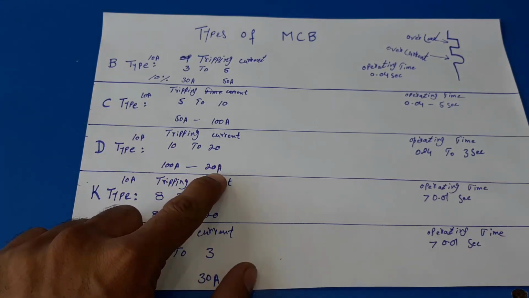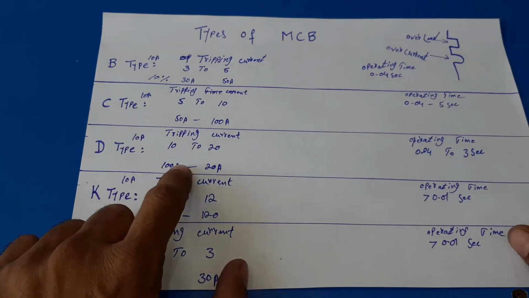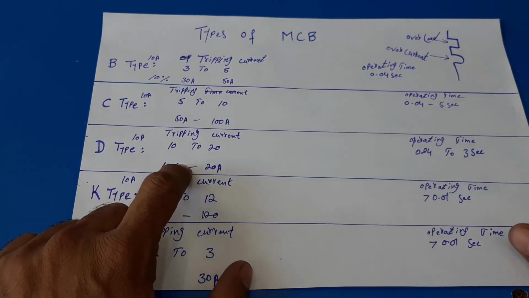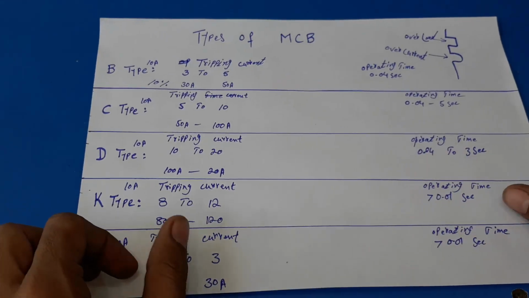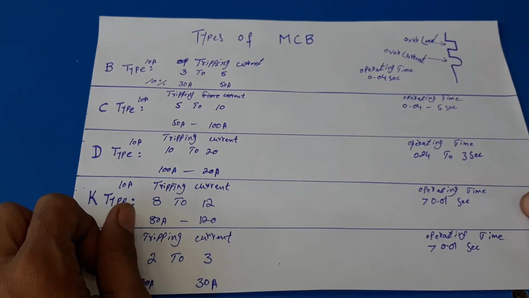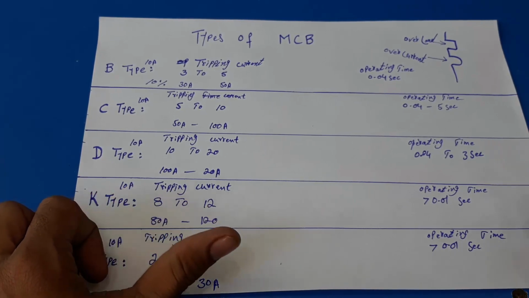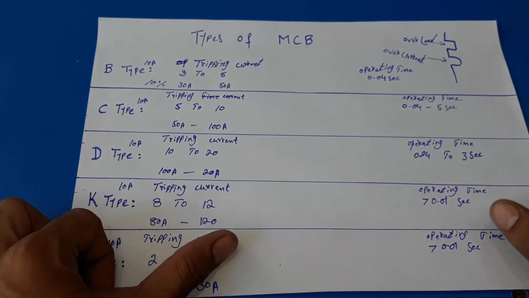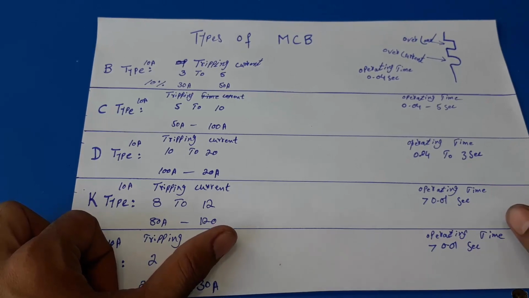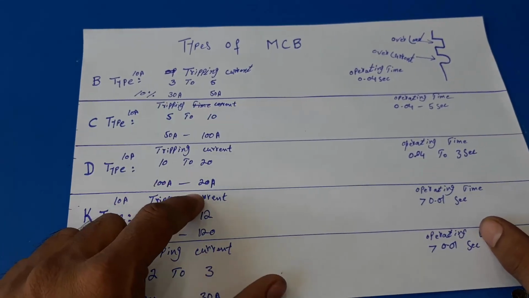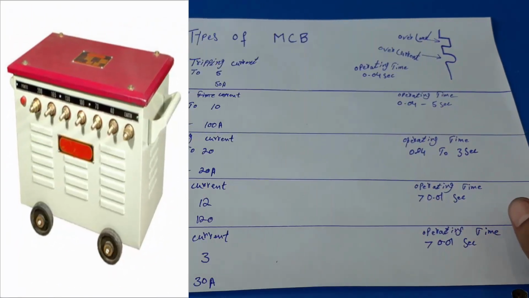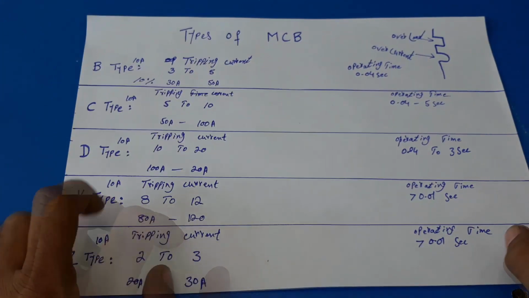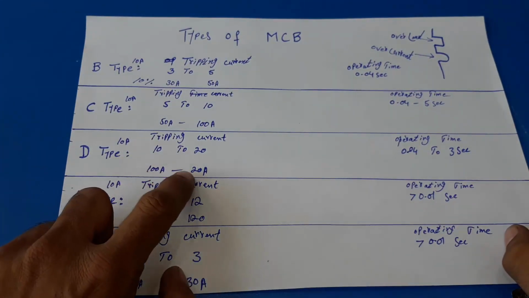Then, if we discuss the D-type MCB, this type of MCB trips between 10 to 20 times load current, and its operating time is 0.4 to 3 seconds. Where do we use this MCB? It is used especially in industrial and commercial use where inrush current can be very high. For example, transformers, X-ray machines, large winding motors, and welding plants. This MCB has a high ampere load.